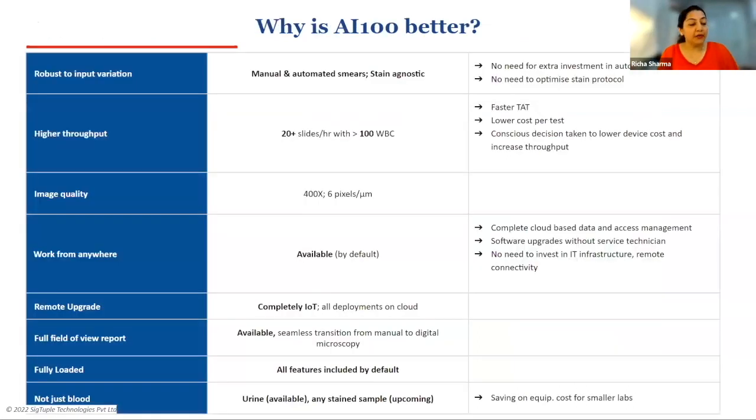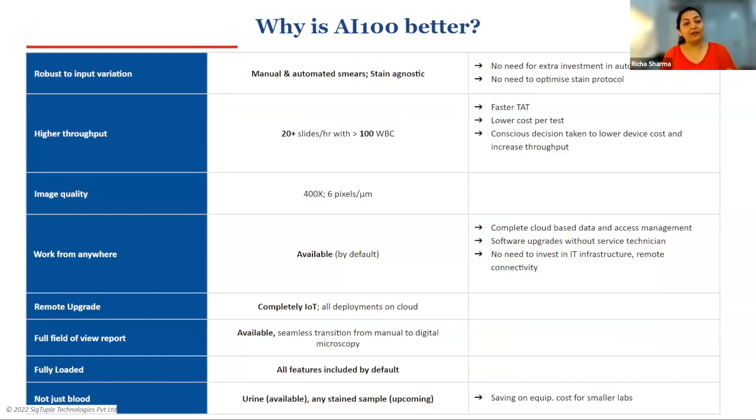So why is AI100 better? I'm not comparing it with manual microscopy. That is still the gold standard. I'm comparing it with other products that are available in the market. Our device is very smear and stain agnostic. That is, any kind of smear, any kind of Romanowsky stain used can be reviewed in this device. There is a higher output, and the image quality is excellent.